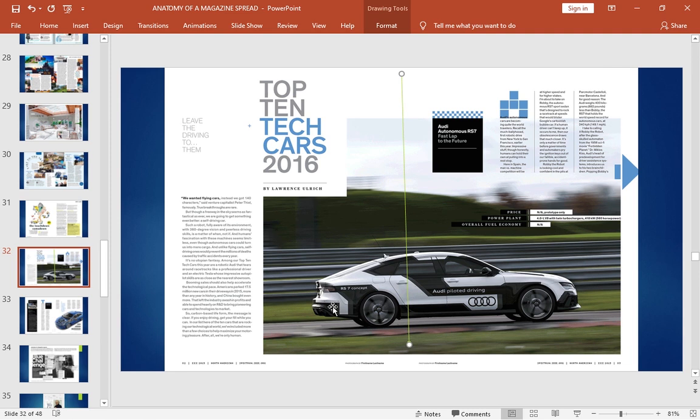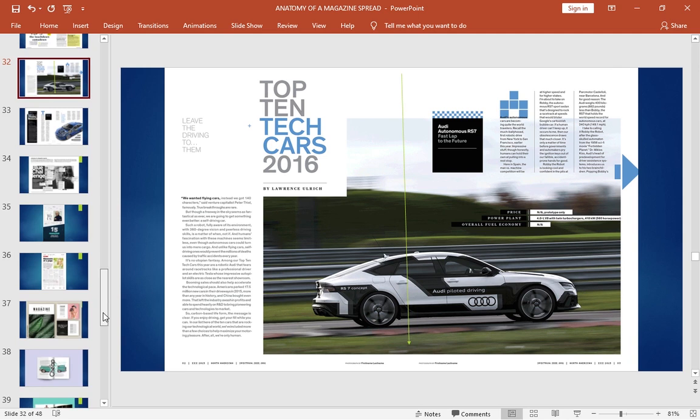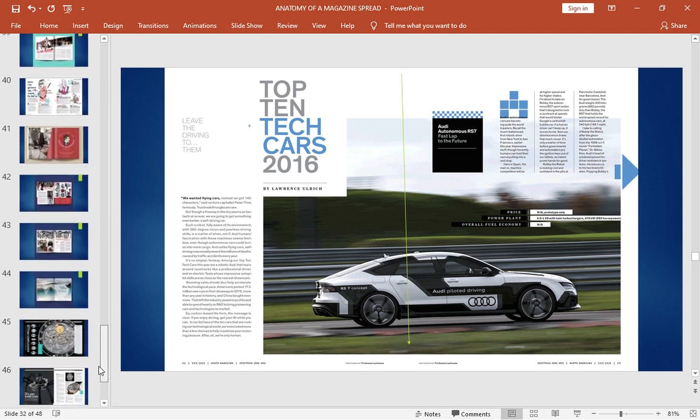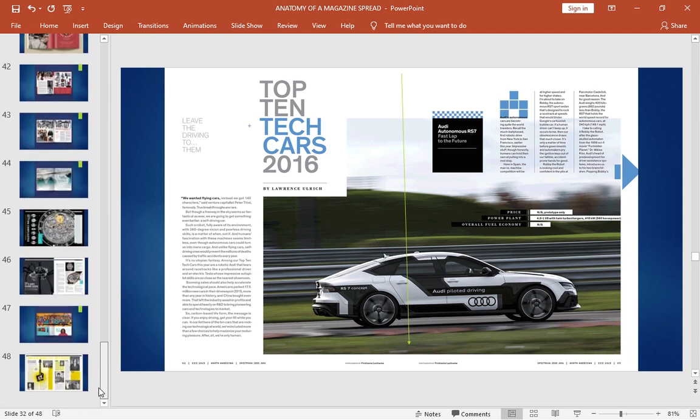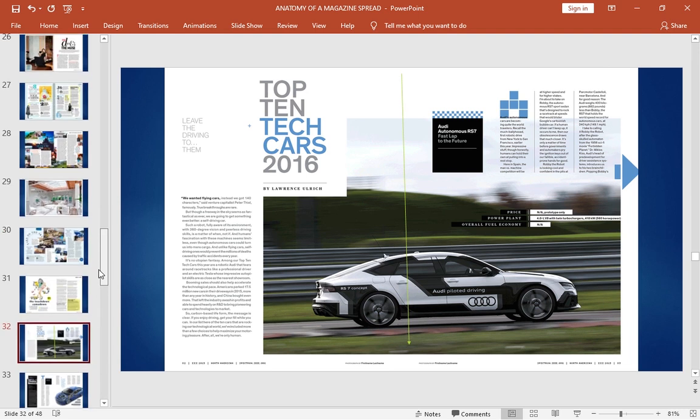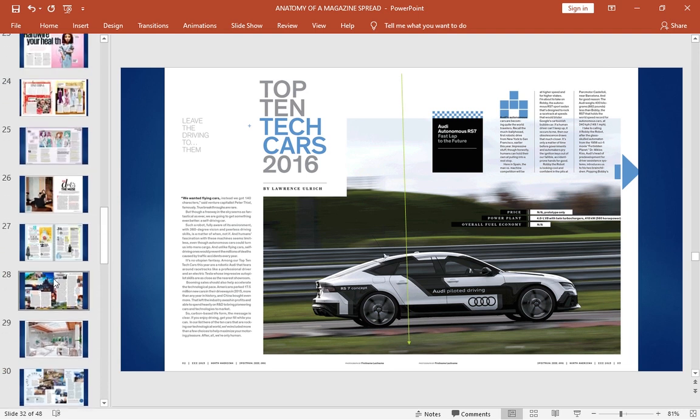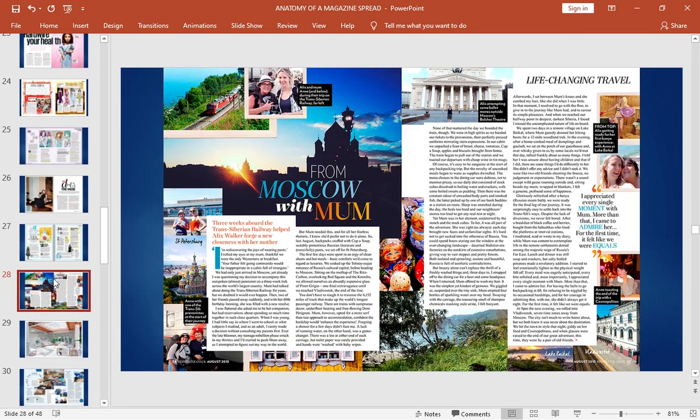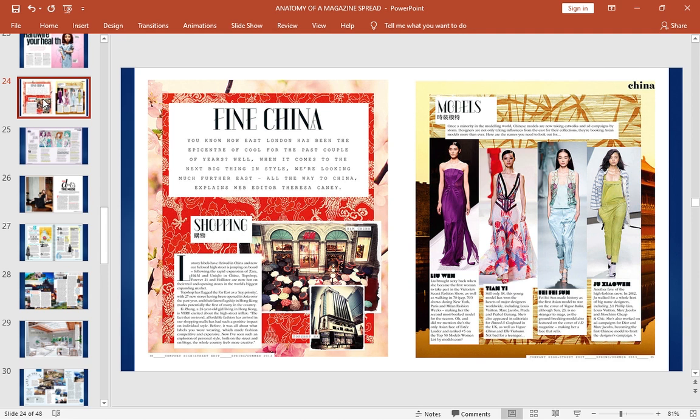You can play around with your images, and make sure that your images go to the spine. When you're placing your images, make sure they go to the spine, because it will be cut off. So we should always make sure the images go well to the bleed. At the spine, the image should go to the bleed.